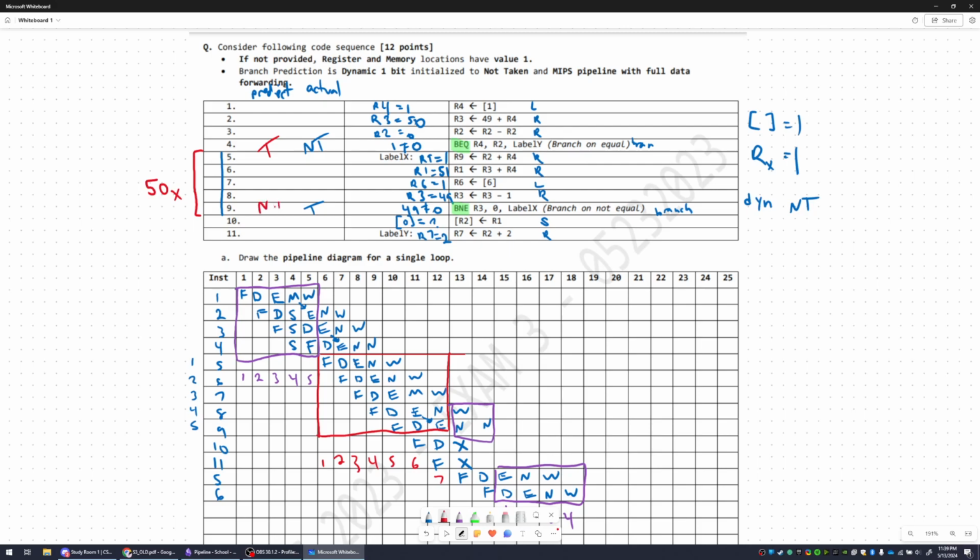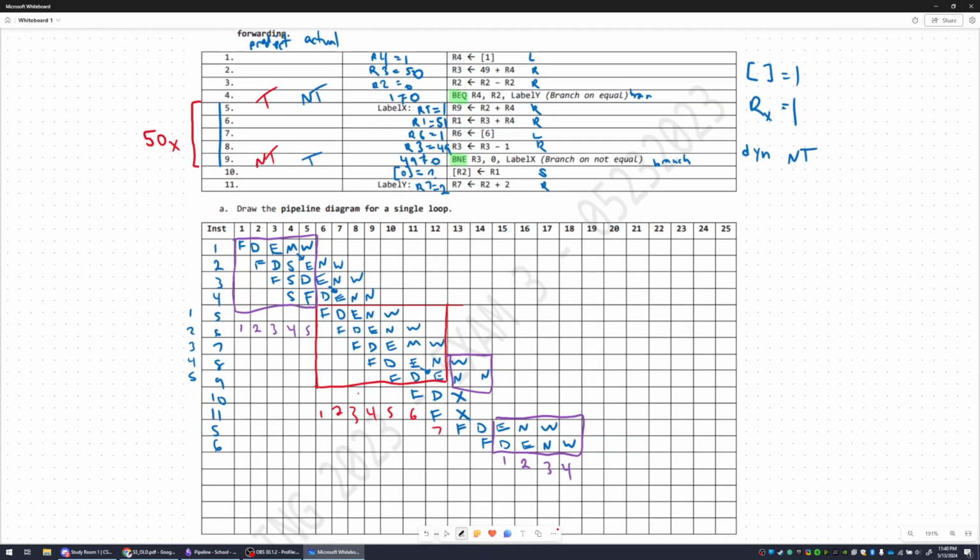Yeah, again, this will change to not taken. Wait, no, this will stay as not taken though, because the actuality is not taken. Okay, so not much would change, I think. And then after 4, erase.